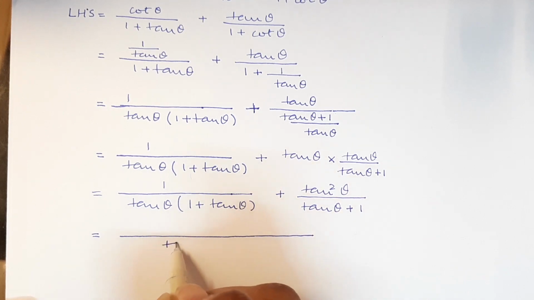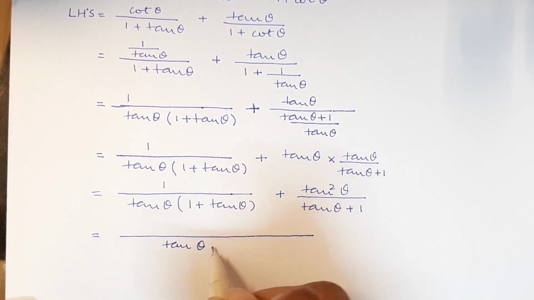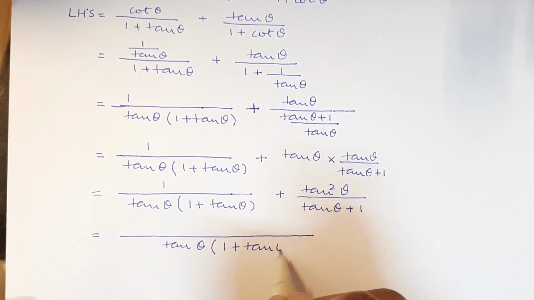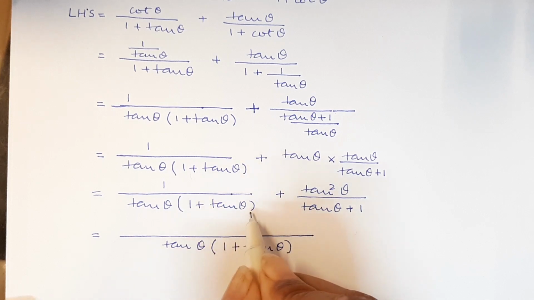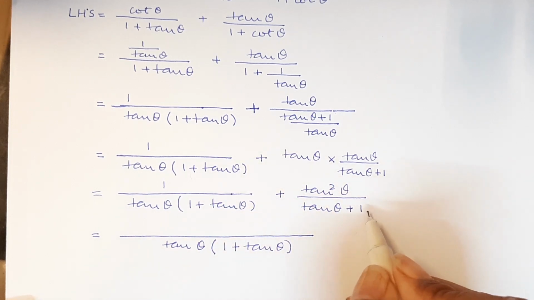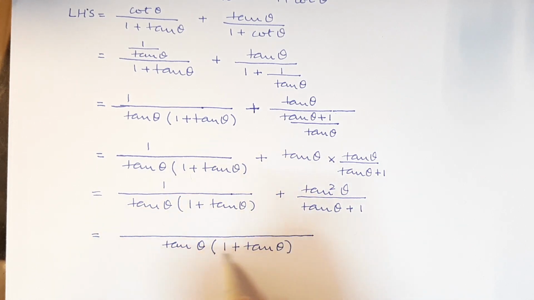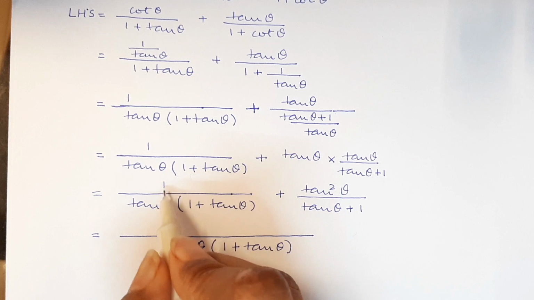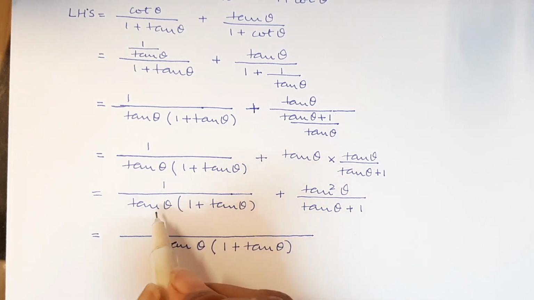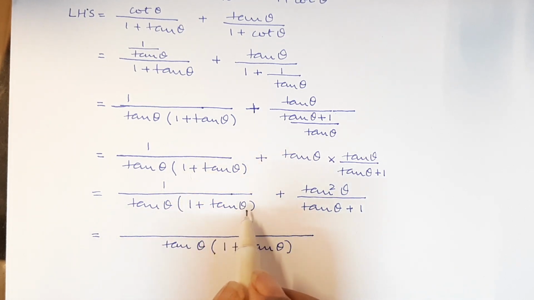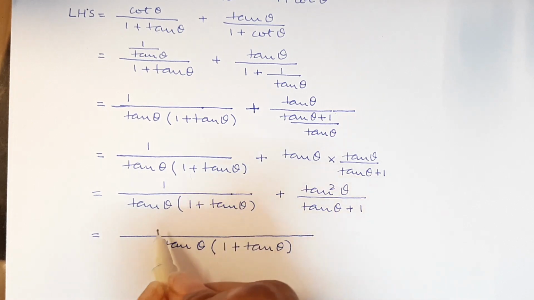And so our denominator, which is the common LCM, will be tan theta into 1 plus tan theta. 1 plus tan theta is here, 1 plus tan theta is here. So that multiplied by tan theta will give us the LCM. Now, in our numerator here there is 1, but can you see the denominator is tan theta into 1 plus tan theta. So this 1 remains 1.